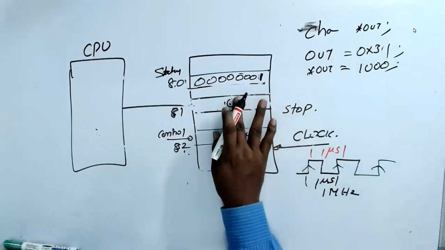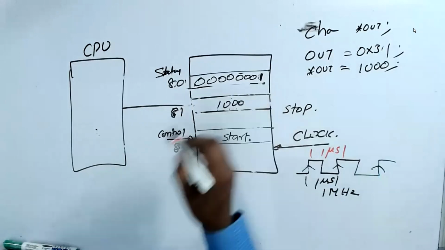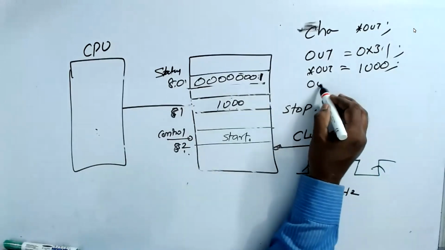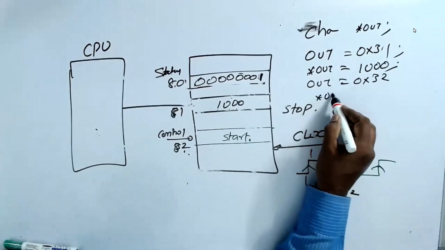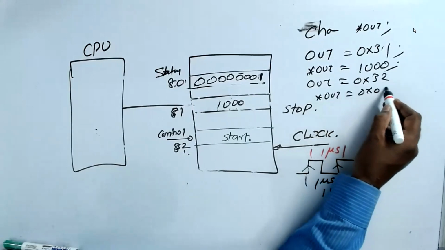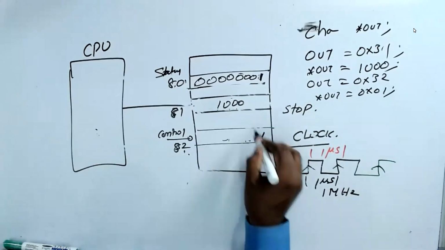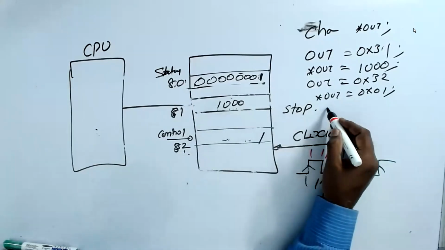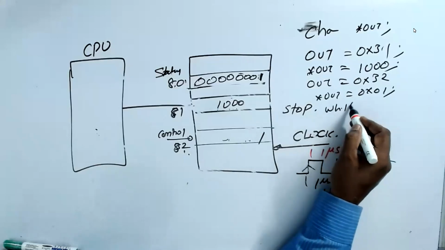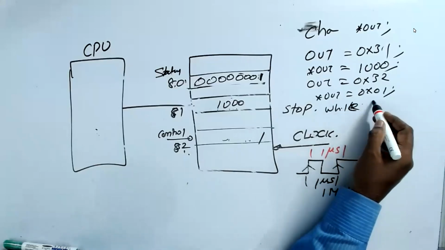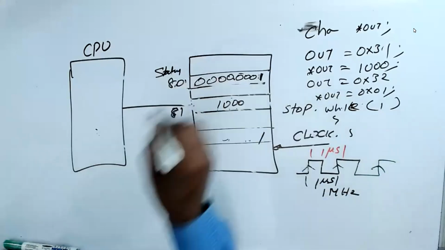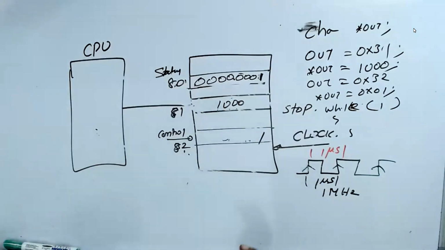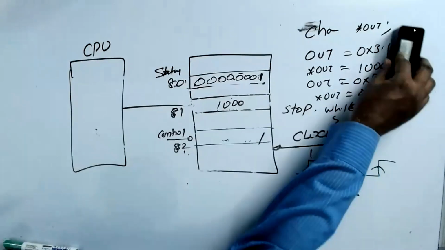Now 1000 is written here. Then I say out is equal to 0x32, star out is equal to 0x01. That means start. Now you start decrementing. Now I say while 1, you check for this status register at 0x30. That's where you write a program. Now the problem is this.